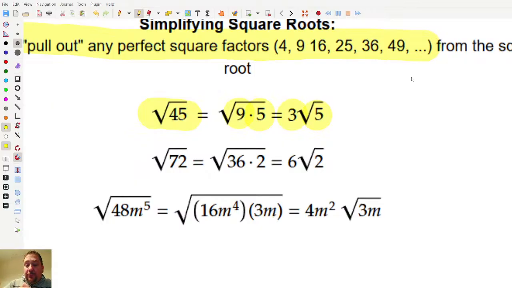Let's just do another example. Square root of 72. When I look back at the perfect square factors up top, I want to find the biggest one that goes into 72. With a little inspection, 36 times 2 makes 72. So we're going to rewrite 72 as 36 times 2, still inside the square root. Then we recognize that the square root of 36 becomes 6 outside of the square root, and the 2 stays inside the square root. So the simplified form there is 6 square roots of 2.